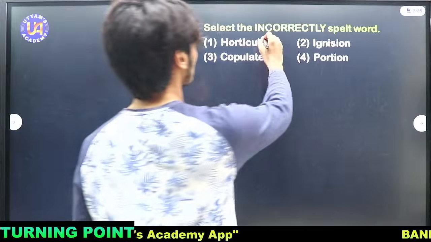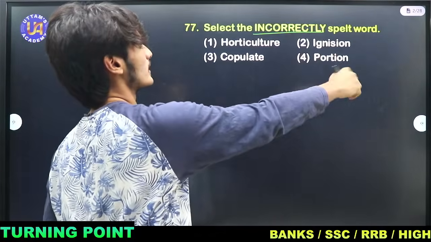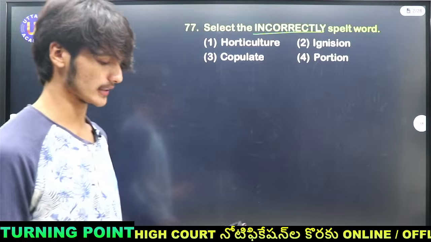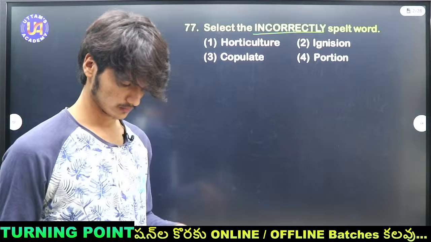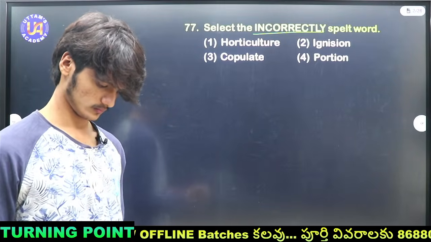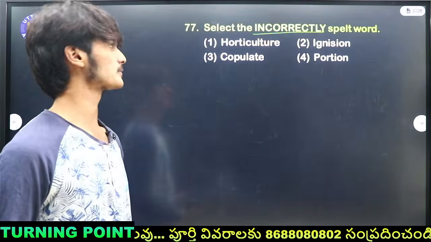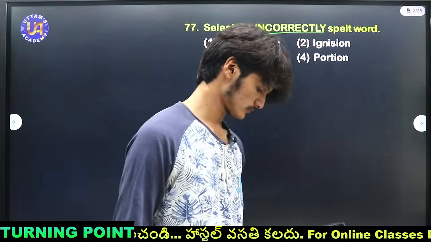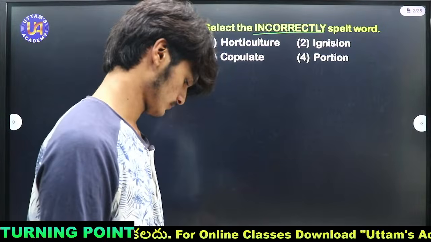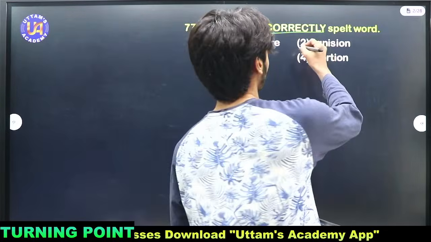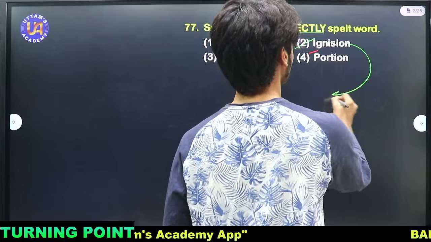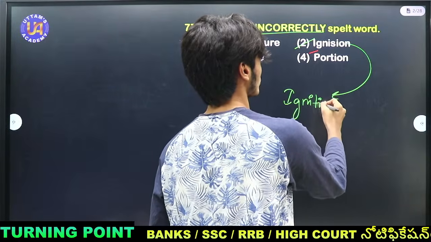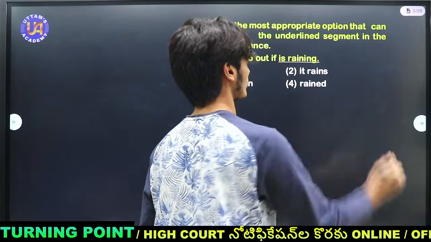Select the incorrectly spelled word: horticulture, ignition, copulate and portion. Hope everyone would be answering it easily. Anudipti says B, ignition. Yes, Anudipti gave the correct answer as well. Lucky says 2. As everyone is saying it right, the word ignition generally means lighting up, and it is spelled ignition instead of ignision. Tion must be there.